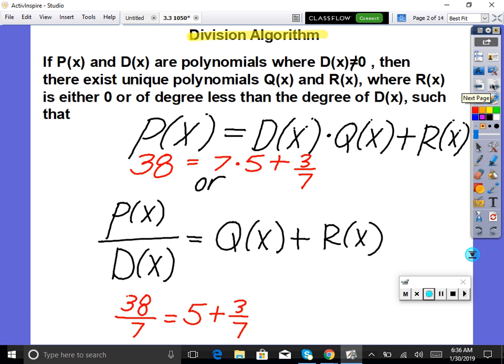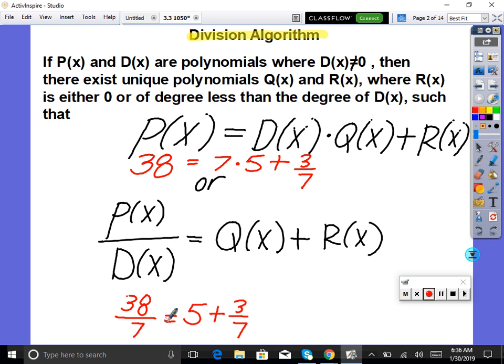Write this down. This is called the division algorithm. It's actually really easy. It's exactly what you just saw, but it's just writing it out as polynomials instead of numbers. It says, if p of x and d of x are polynomials where d of x does not equal 0. I'm going to pause there. See how we're dividing by d of x? It obviously can't be 0, right? We can't divide by 0. That's why they're saying that.